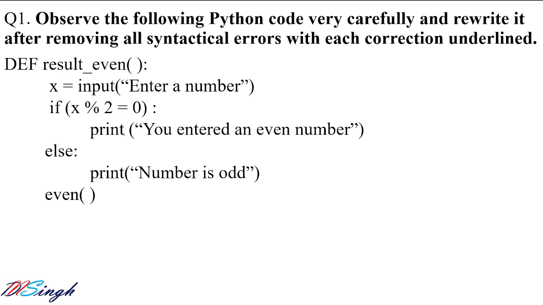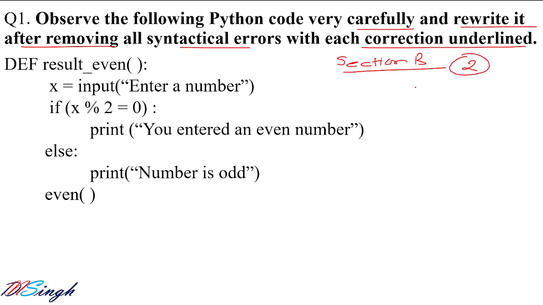The first question says: observe the following Python code very carefully and rewrite it after removing all the syntactical errors, with each correction underlined. Such a type of code is given to you, and that category of question is going to come in Section B of your SEM question paper. Under Section B, this is the first question, and the weightage of this question is 2 marks.